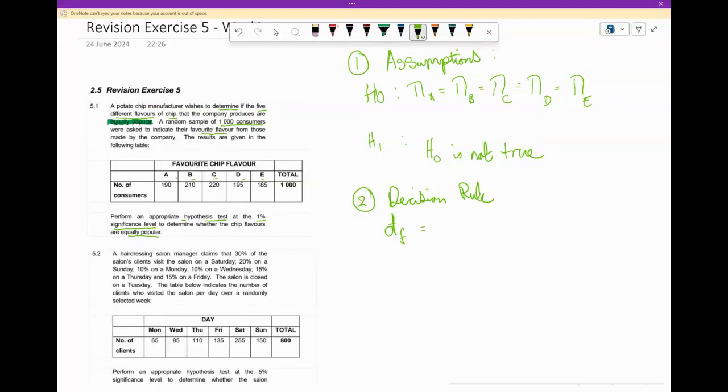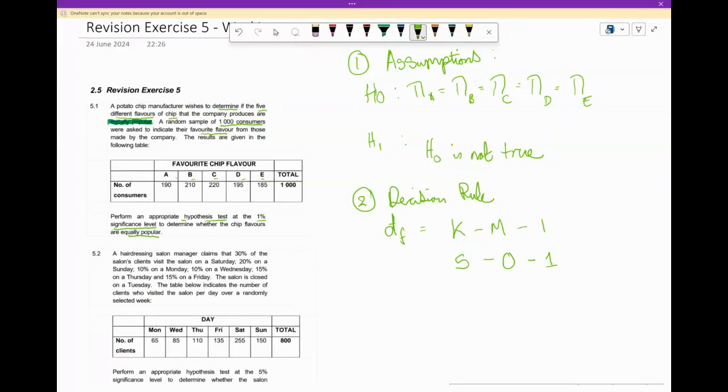So here you're going to use the formula K minus M minus 1, where K is the categories, and we have 5 categories because we have 5 flavors. Here they said M refers to the parameters. But we don't have any parameters, so this is 0. And then minus 1. Remember, we always want to reduce the row by 1 or reduce the column by 1.